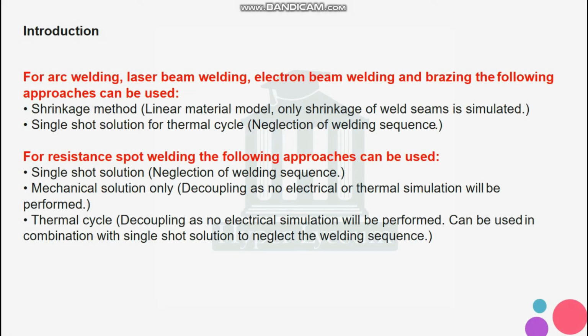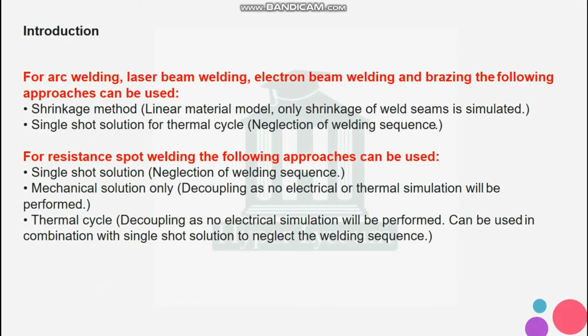For arc welding, laser beam welding, electron beam welding and brazing, the following approach can be used. Shrinkage method, linear material model, only shrinkage of weld seam is simulated. Single shot solution for thermal cycle, neglection of welding sequence.